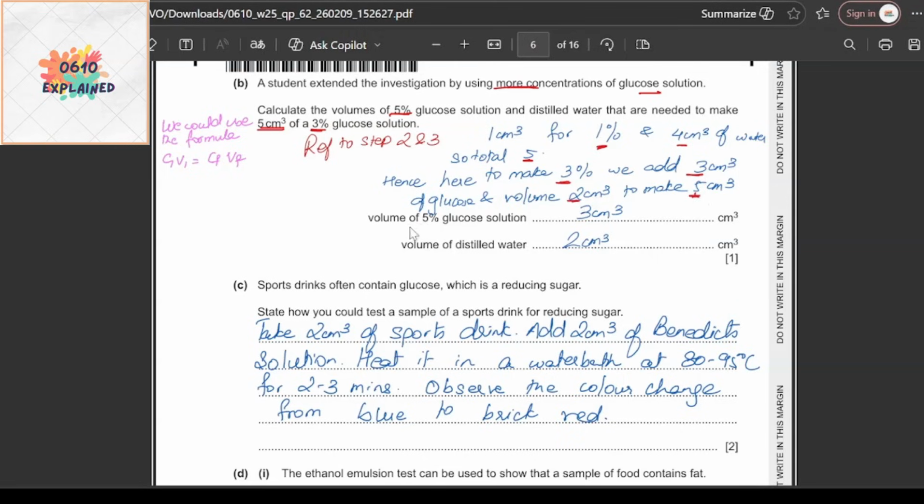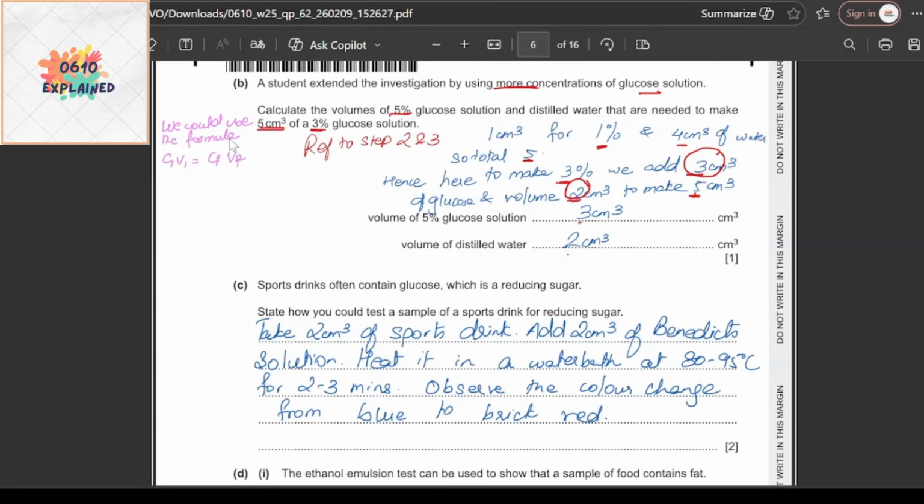So when they ask you a question, volume of 5% glucose solution, your answer will be 3 cm³. And the volume of distilled water, 3 plus 2 is 5. So we are adding the remaining 2 cm³ over here.